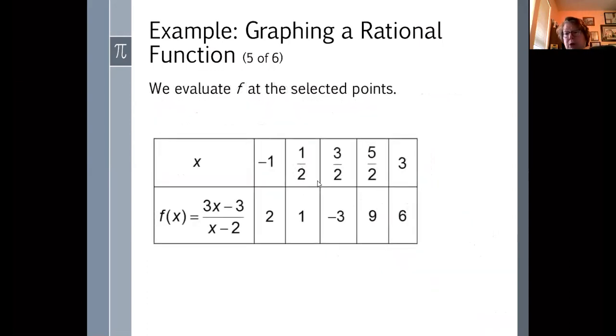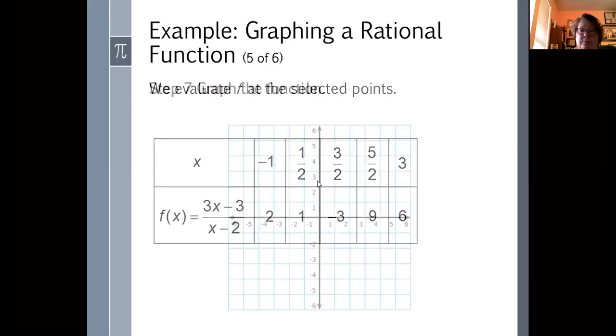Okay, so I'm going to evaluate the function at each of these x's that I picked. So if I replace x with -1 in my function, the value of my function would be 2. So there's a point that's on the graph of my function, -1, 2. I'd replace x with 1/2 and evaluate my function. And you can do this on your calculator. Let your calculator evaluate this for you. When x is 1/2, y is 1. When x is 3/2, y is -3. When x is 5/2, y is 9. When x is 3, y is 6. And I can plot those points.